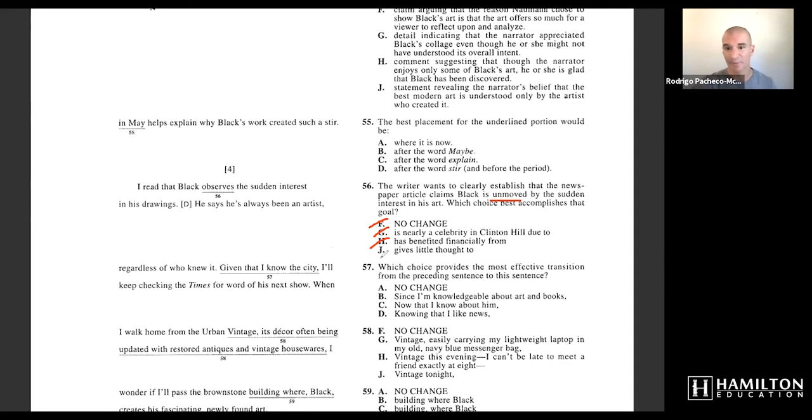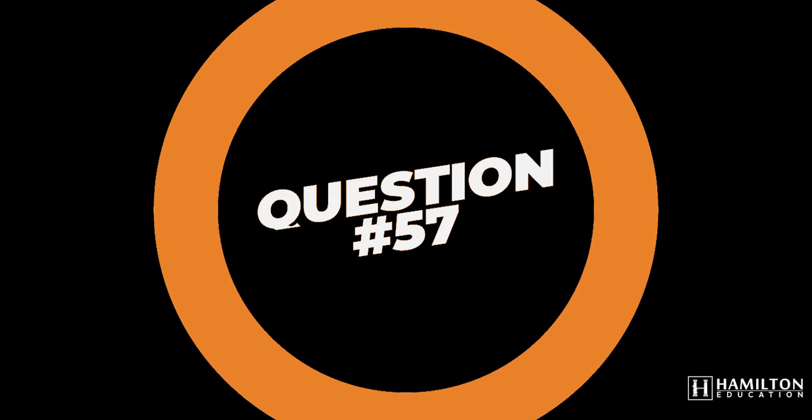J tells us that Black gives little thought to the sudden interest. So he doesn't pay attention to it. He's not affected by it. Okay, this is why J is our correct answer, because giving little thought to it suggests that Black is unmoved by this interest. Question 57 is a transition question.